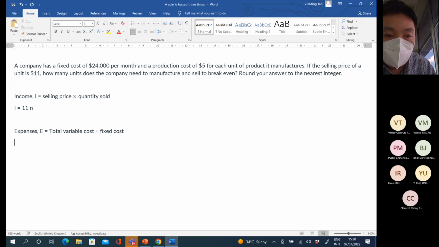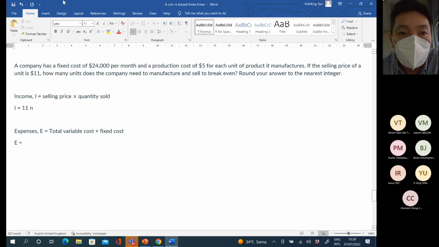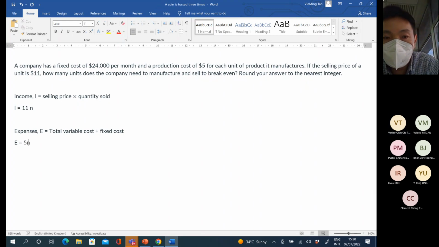Okay. So for this case here, we don't know the total variable cost, but we know the variable cost per unit. So we can substitute the value that we know into here, right? Total variable cost is 5n. 5 multiplied by n will get the total variable cost. Okay, 1 unit of variable cost is $5, so total variable cost is 5 multiplied by n. Fixed cost is already given to us, 24,000. So substitute here. Okay, so we already have two equations.